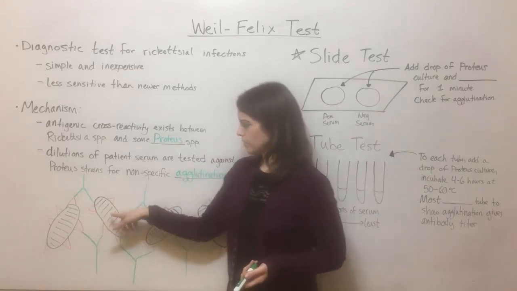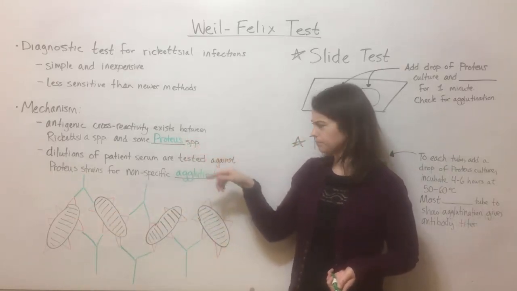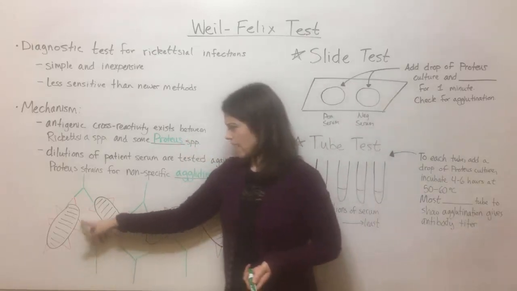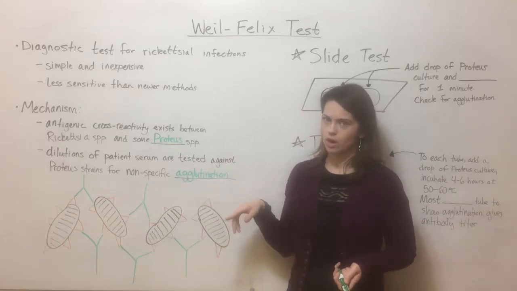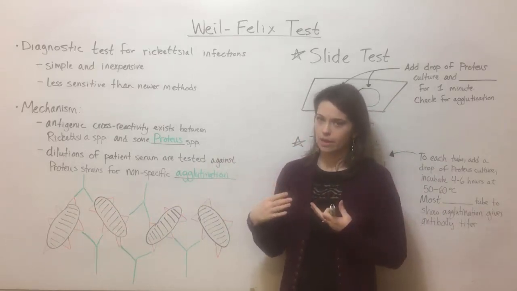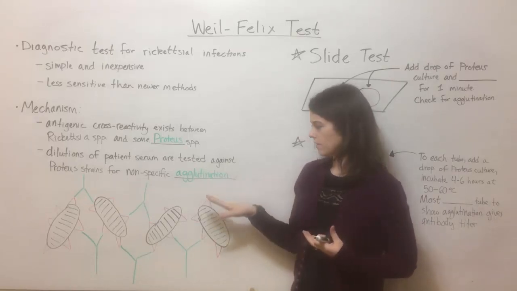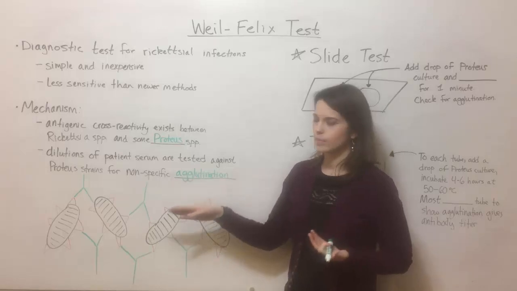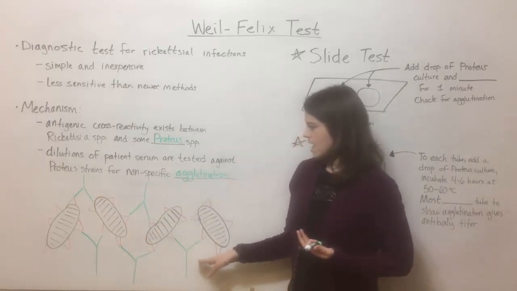So each of these black rods represents a proteus bacterium. And the red spikes coming off each of the proteus bacteria, those are to represent antigens. Antigens just meaning something, usually like a carbohydrate or a protein on the surface of a bacterium that can be recognized by the antibodies that are here in green.